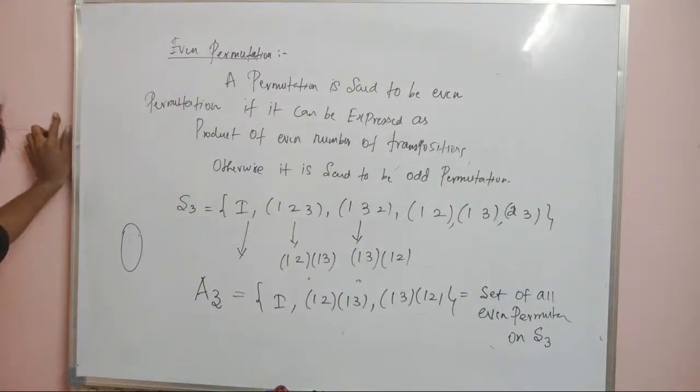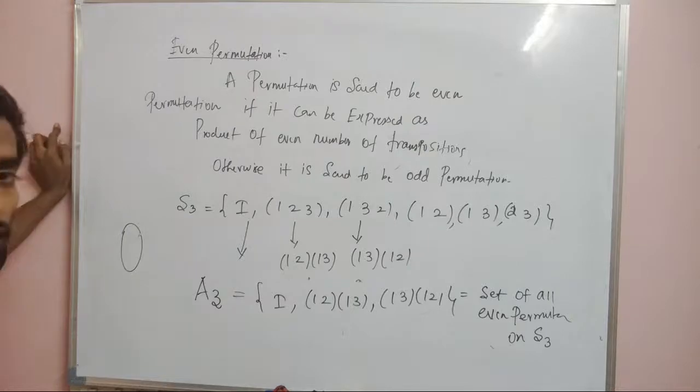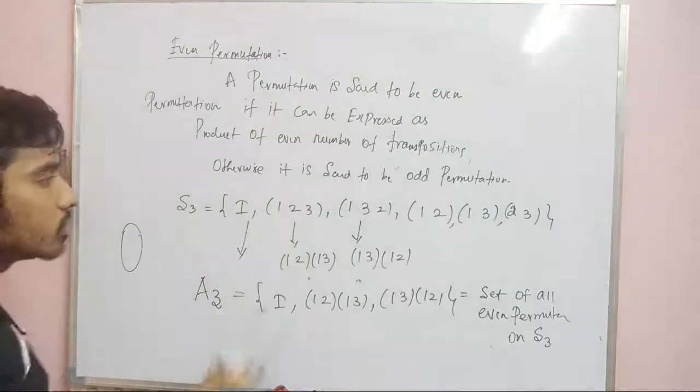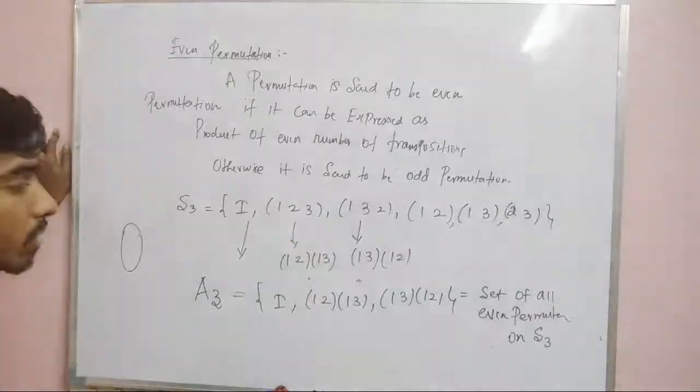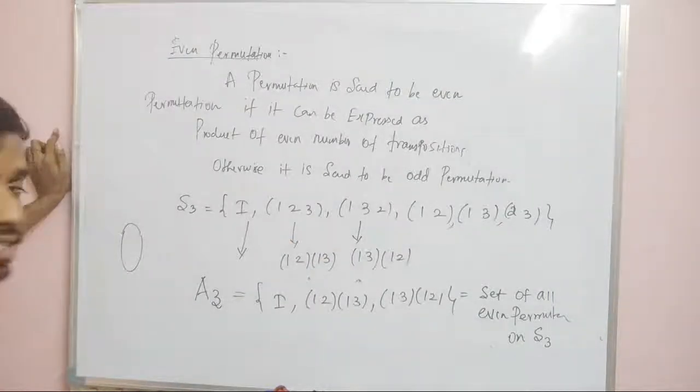Why? Because it does not have the ID element. The ID permutation has to be in a group, only then will it be a group. So the set of all odd permutations does not have the ID element, so it will not form a group. The set of all even permutations will form a group, and we are going to call that A3.